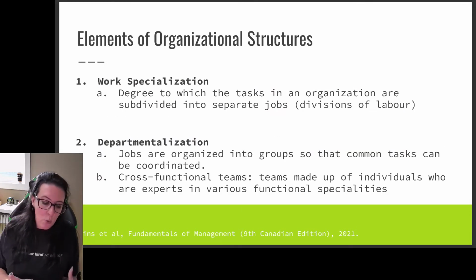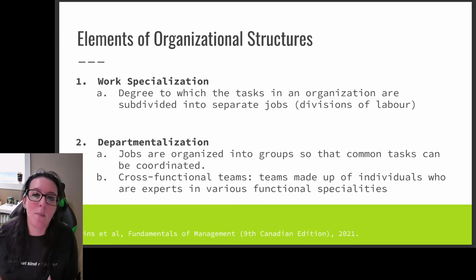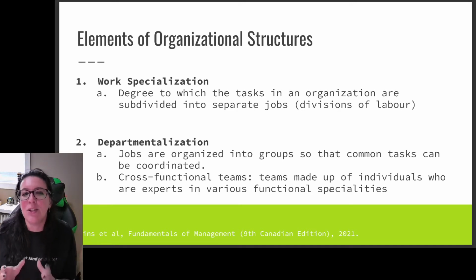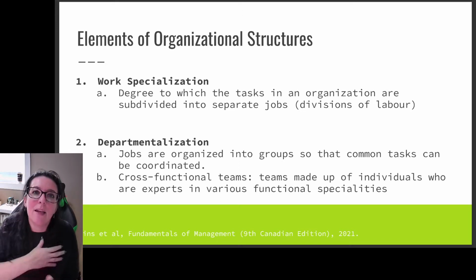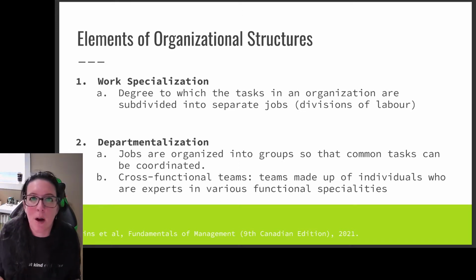When we talk about work specialization, we're talking about the degree to which the tasks are divided into different jobs. So what kind of division of labor do you have? If you are a small business or a family business, likely you do a bit of everything, from marketing, sales, you do the books. So there's no work specialization, you do it all.